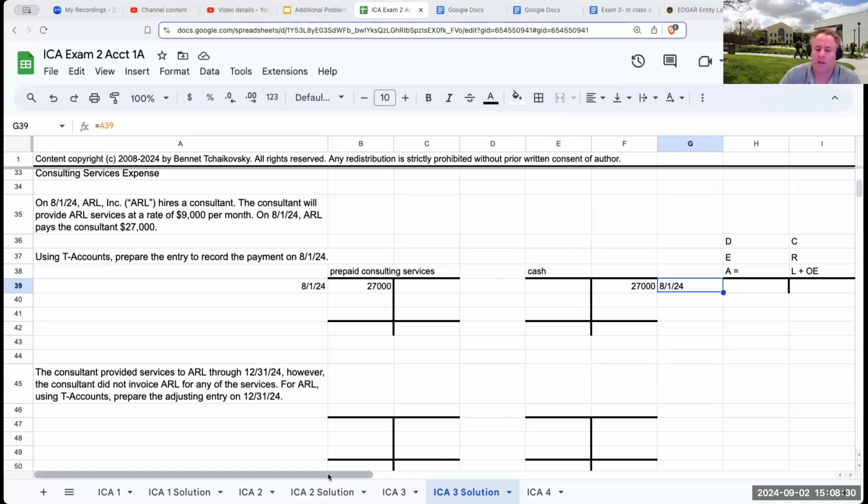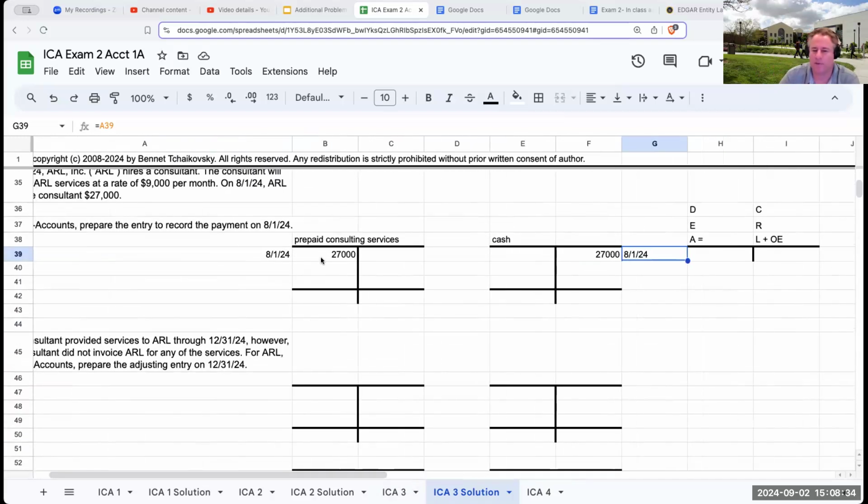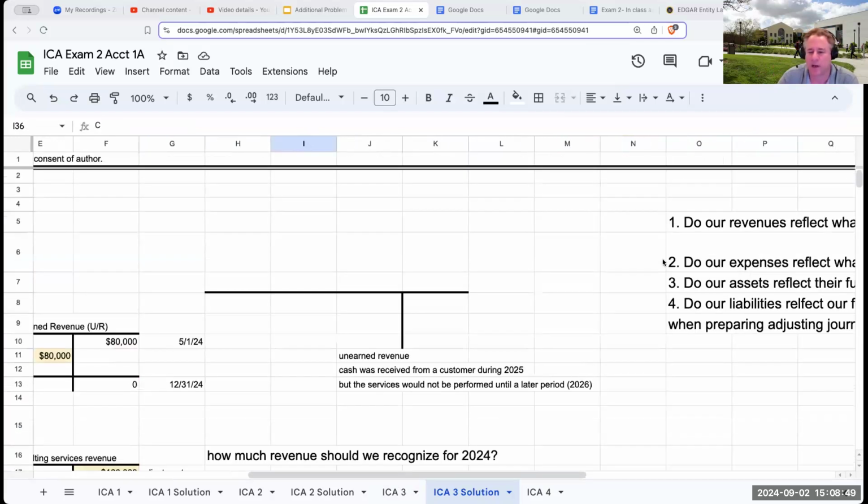Now for the second part, and by the way, prepaid consulting services is an asset. It's like prepaid insurance. I'm paying for something I haven't received the benefit of. How do I increase an asset? I do so with a debit. For every debit I need a credit, and my cash is going down. I show a decrease to cash with a credit.